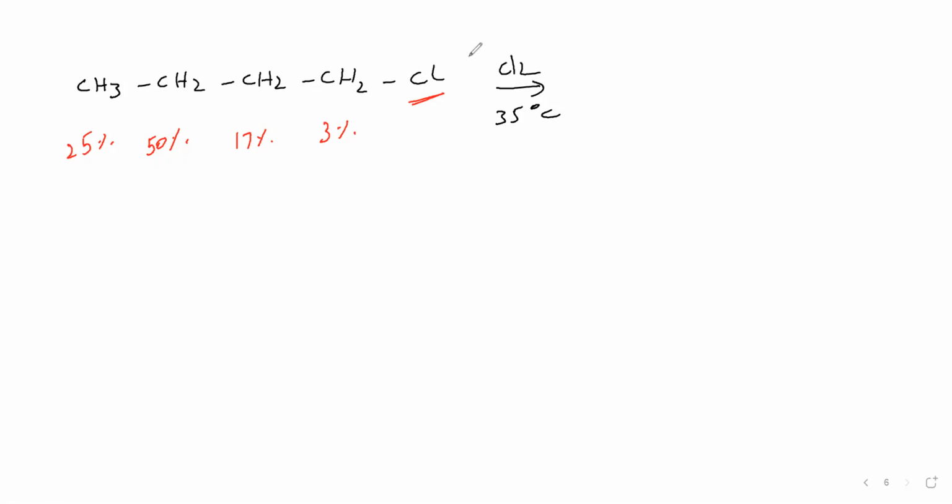That means this Cl, is it showing any effect? Any effect in the sense, which effect we have discussed so far? One is inductive effect. Next, mesomeric effect. Next, electromeric effect. Next, resonance effect. Next, hyperconjugation. These are the effects we have discussed.